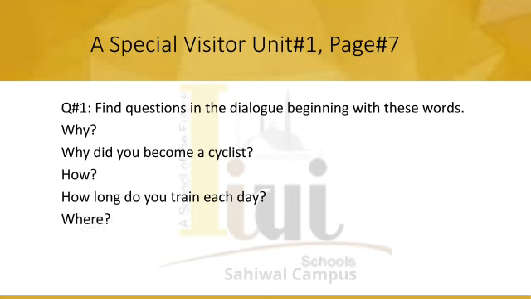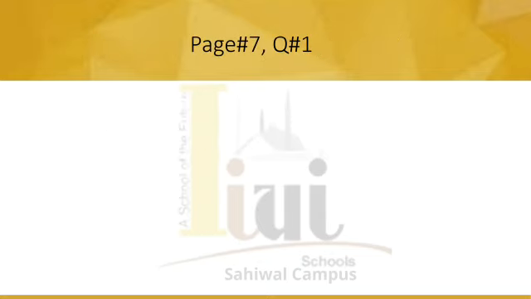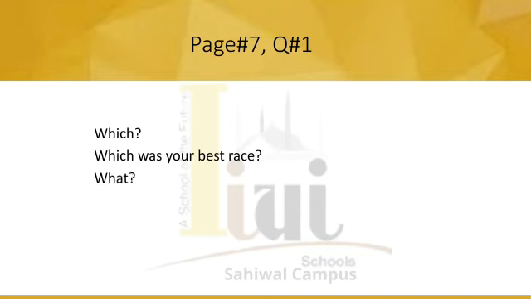Where? So again, look at page number 6. Could you find it? Yes, it's where do you live now? Which? Which was your best race? What? You can see on page number 7 which question begins with what? Yes, it's what do you eat?